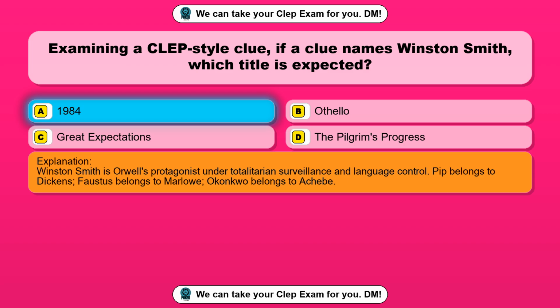Winston Smith is Orwell's protagonist under totalitarian surveillance and language control. Pip belongs to Dickens, Faustus belongs to Marlowe, Okonkwo belongs to Achebe.